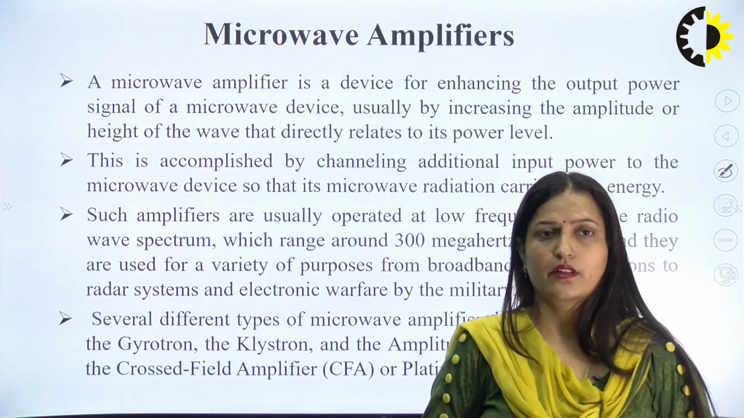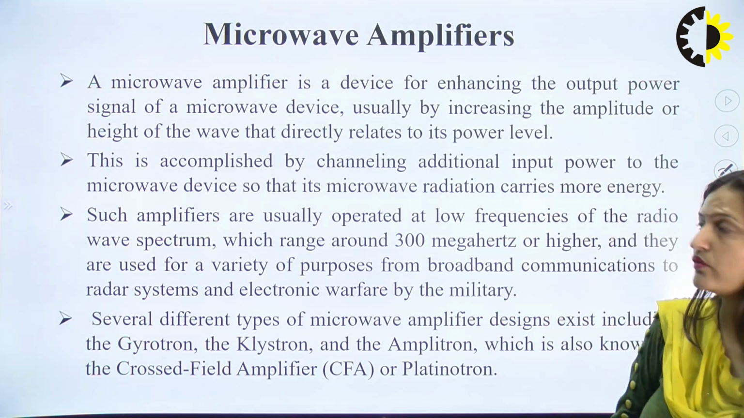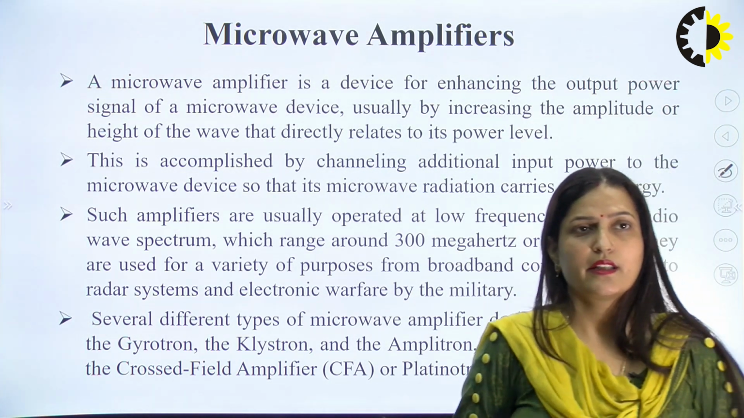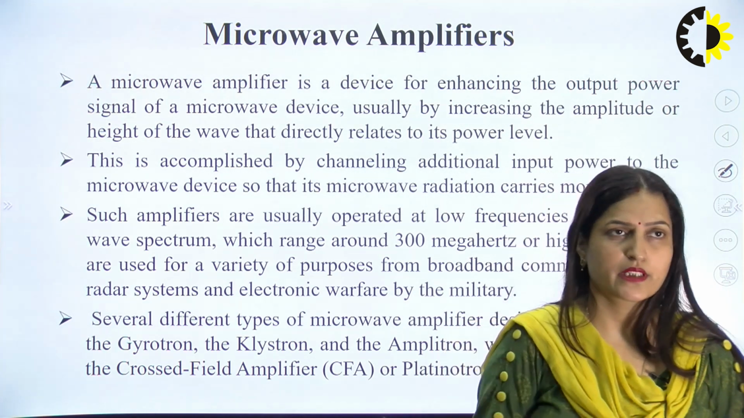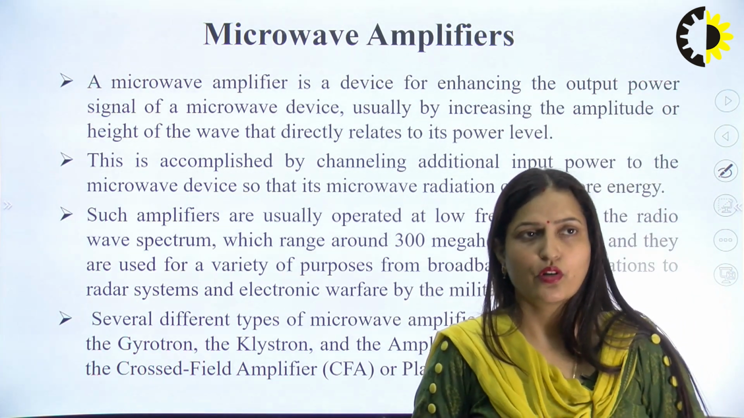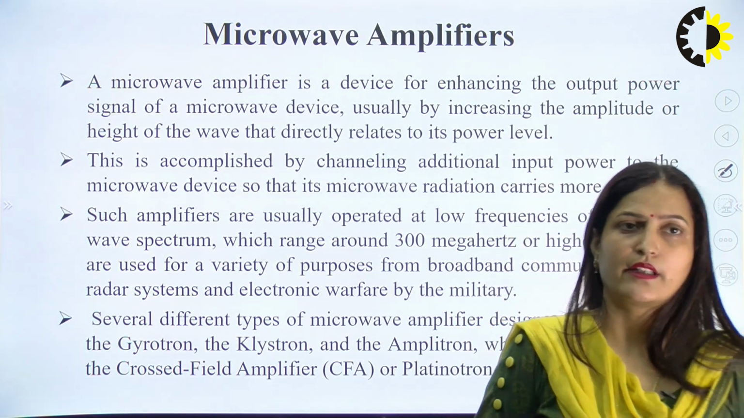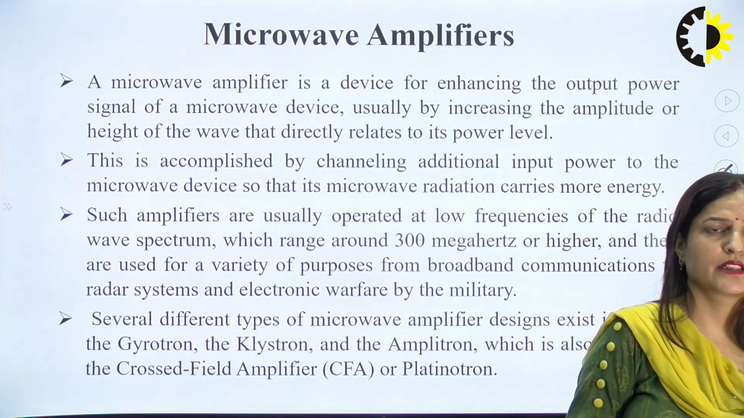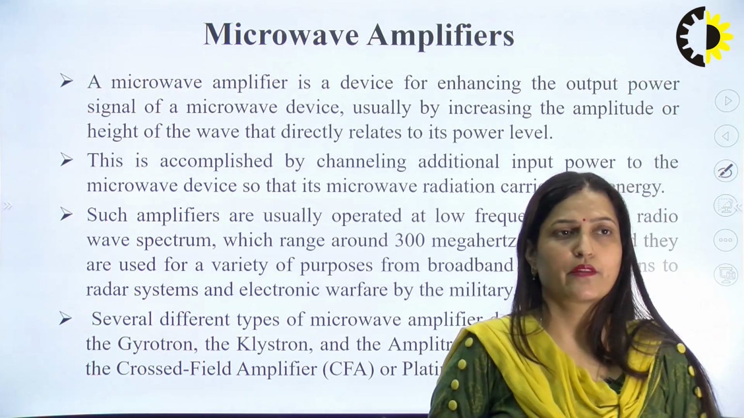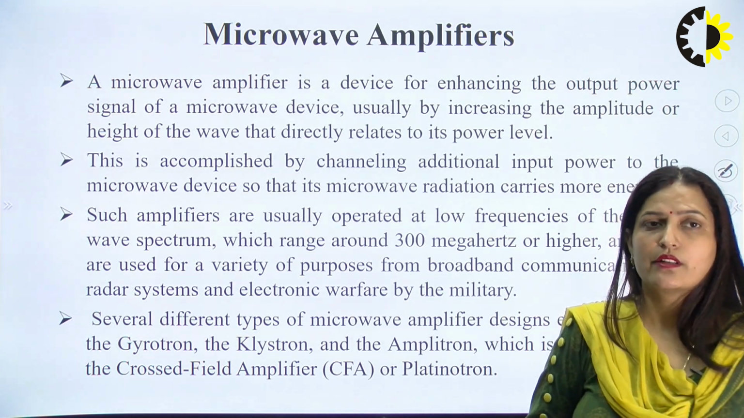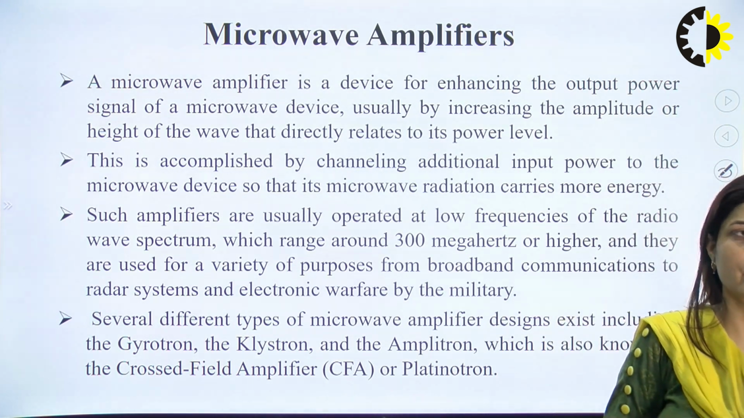The last topic of microwave unit 4 is the microwave amplifier. A microwave amplifier is a device for enhancing the output power signal to a microwave device, usually by increasing the amplitude or height of the wave that directly relates to its power level. It is accomplished by channeling additional input power to a microwave device so that its microwave radiation carries more energy.